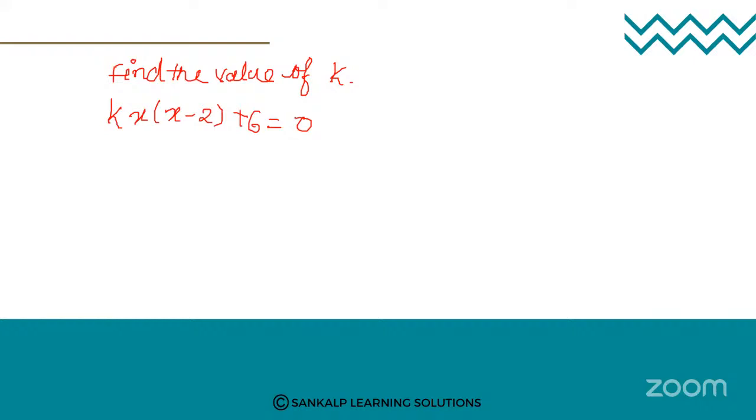Now, find the value of K. If I ask find the value of K, the question is kx into x minus 2 plus 6 equal to 0. Now, we need to find out the value of K. So first we should convert this into quadratic form. To convert into quadratic form, k into x is kx square minus k into 2 is 2kx plus 6 equal to 0.